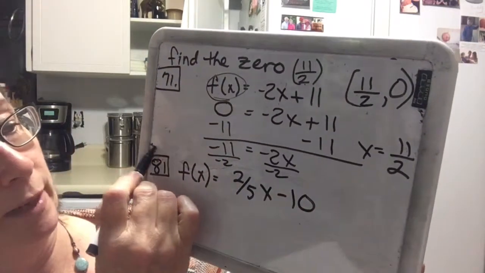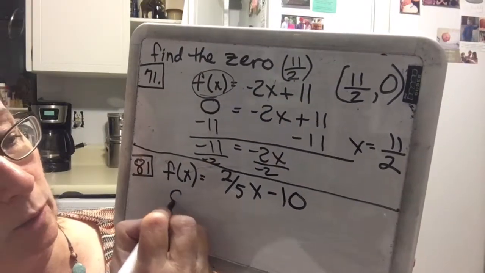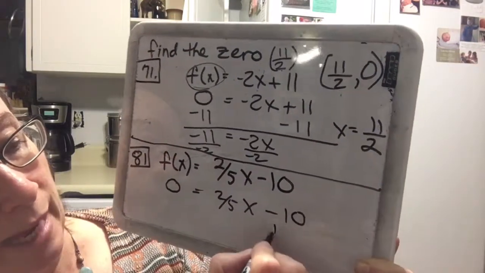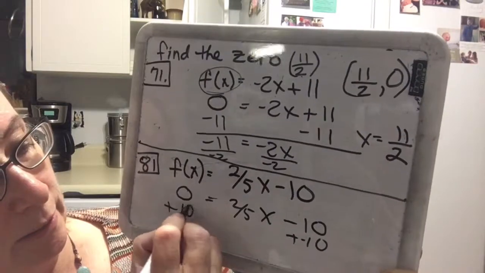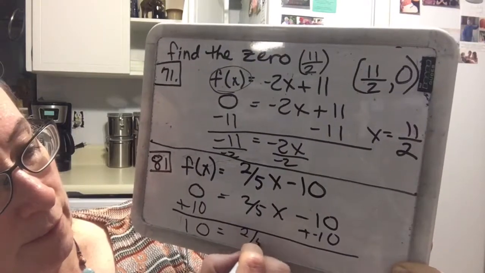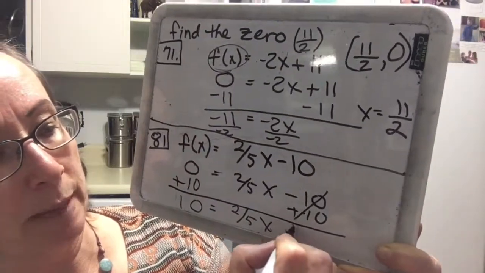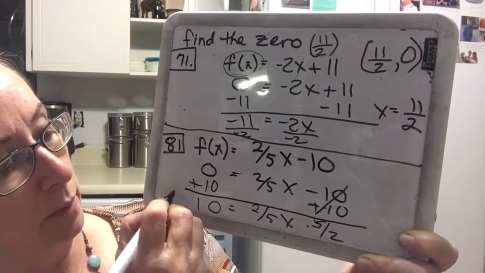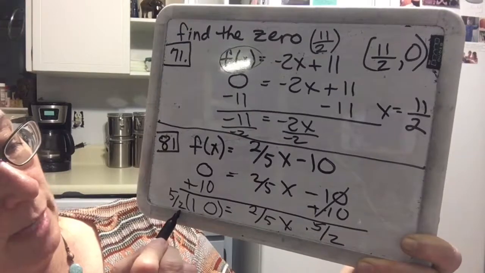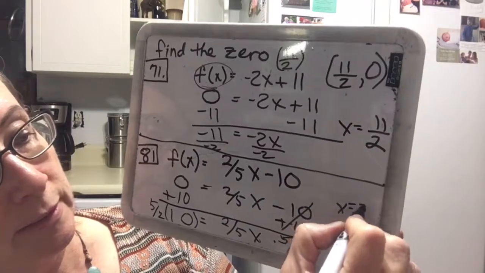Okay, so here's another problem right down here, and we're trying to do the same thing. Find the 0. So we let y be 0, and 2/5 x minus 10. We're going to add the 10 over here, and we're going to get 10 equals 2/5 x. Here I'm just going to multiply by 5/2 on this side, and I'm going to multiply by 5/2 on this side. Then 10 divided by 2 is 5, and 5 times 5 is 25. And so I get x is 25.